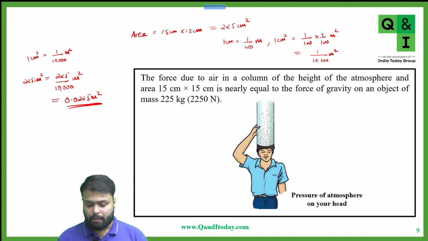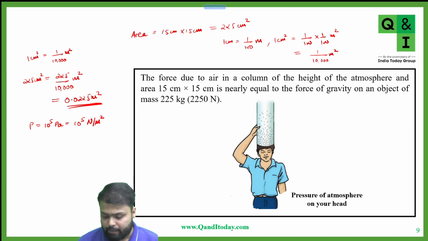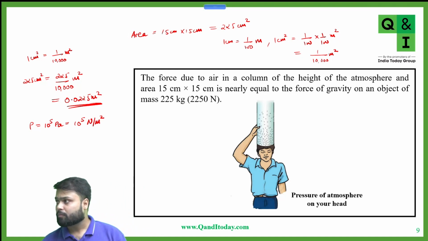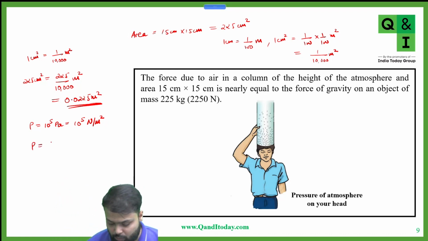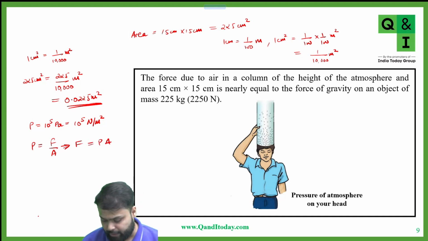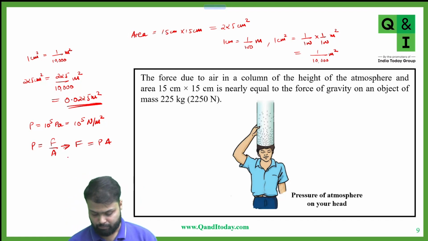Very good. Now, as I told you, pressure at sea level is 10 to the power 5 Pascal, or we can say this is equal to 10 to the power 5 Newton per meter square. Now we know that pressure is equal to force upon area. Can we write force is equal to pressure into area by cross multiplying? Yes, sir. We can write.